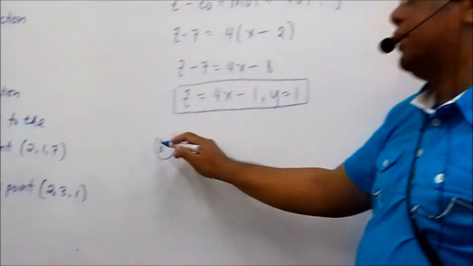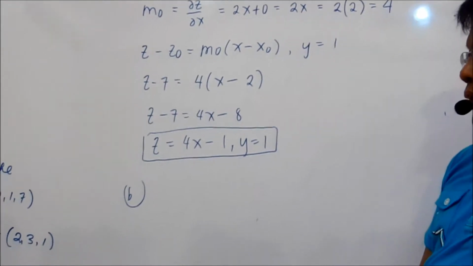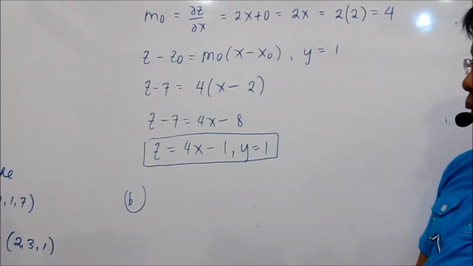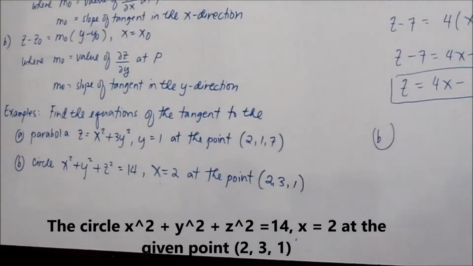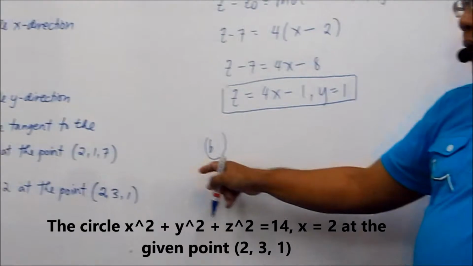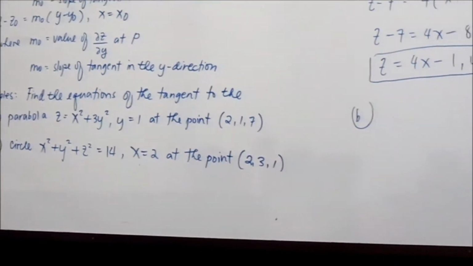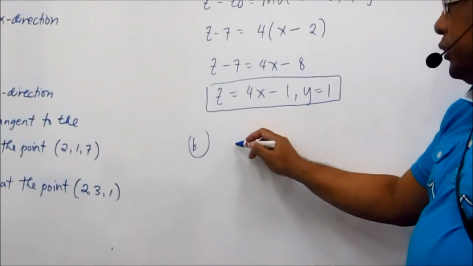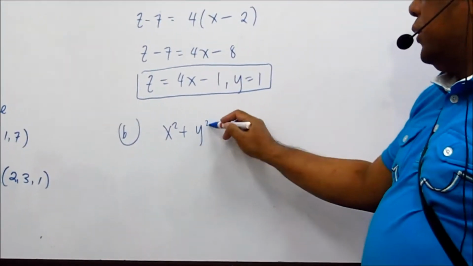Next, we have the second problem. Find equations of the tangent to the sphere x squared plus y squared plus z squared equals 14, where x equals 2, at the point (2, 3, 1). Observe that the equation is not in standard form. So what you're going to do is transform the given equation into standard form.